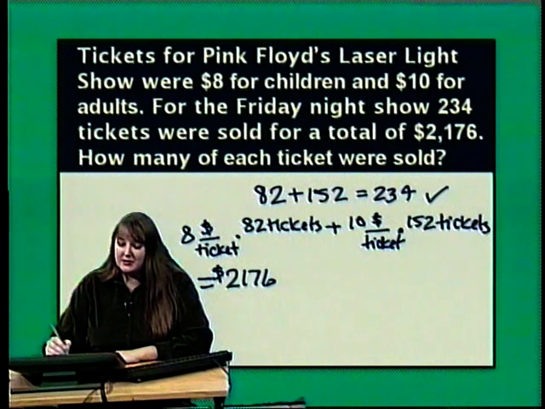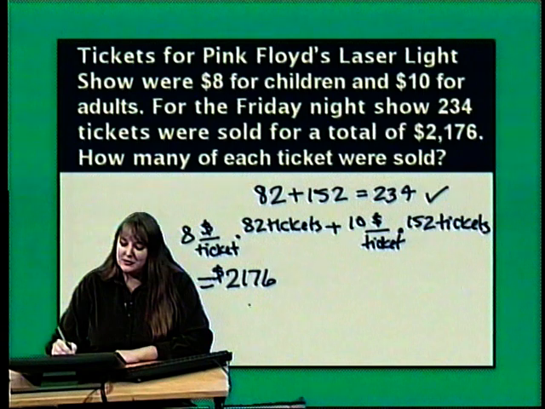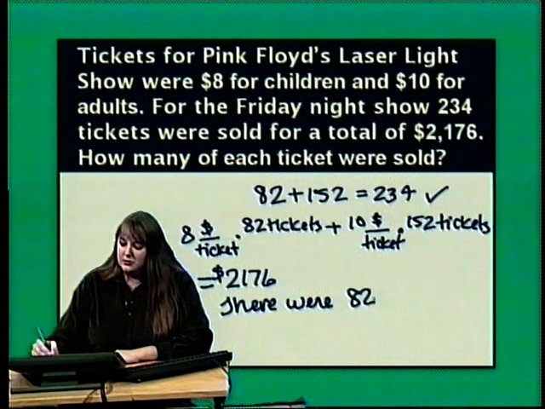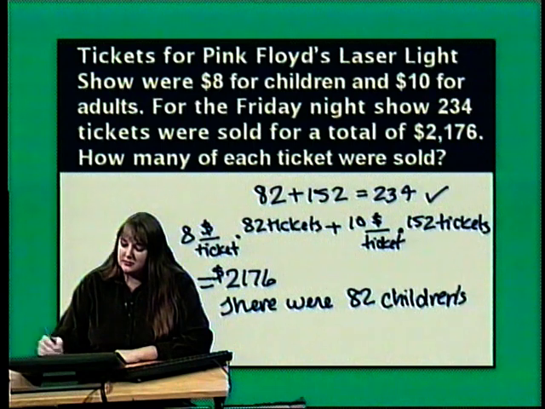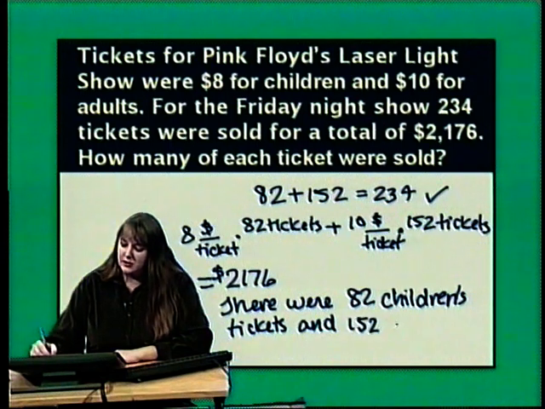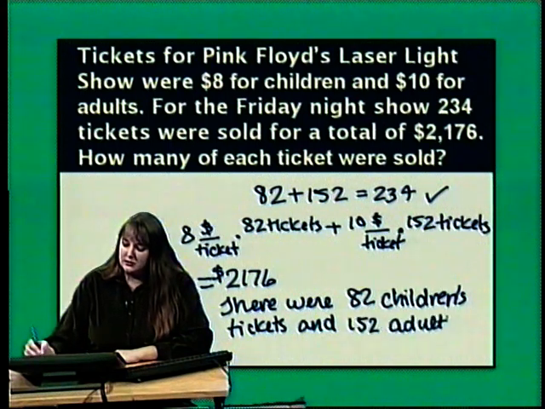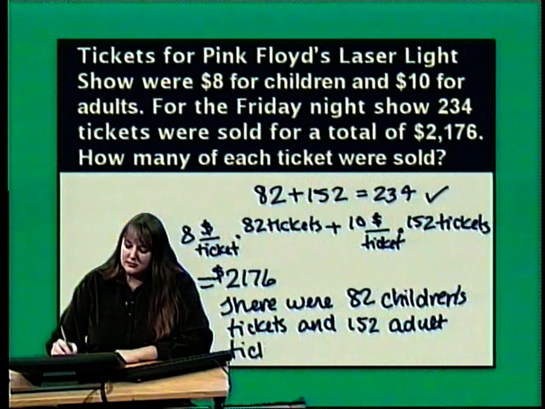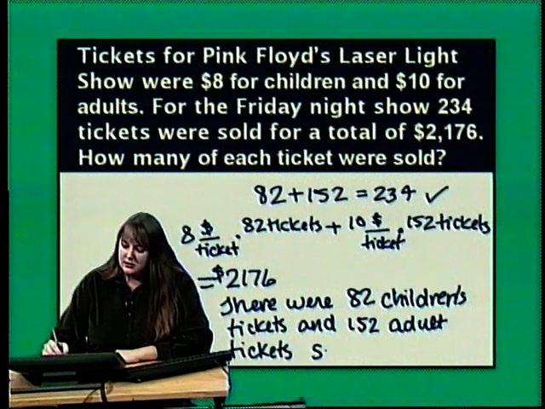So both of the pieces of information we were given check with the answers that we came up with. So we can say there were 82 children's tickets and 152 adult tickets sold Friday night.